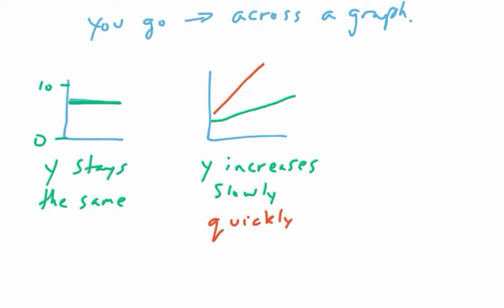You're probably not doing multiple colors, so maybe we should do a dashed line or something like that. If you have something like that, you have y going up quickly. So quickly would be the dashed, slowly would be the solid. And then you could do the same thing with a decreasing line. So if you have this here, y decreases.